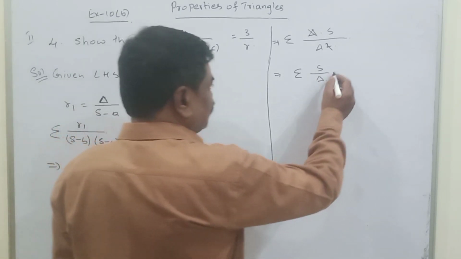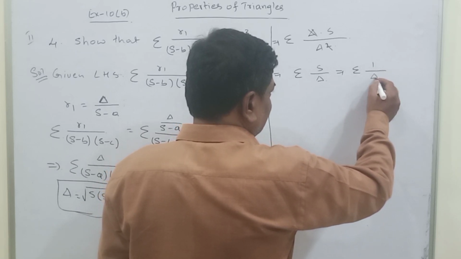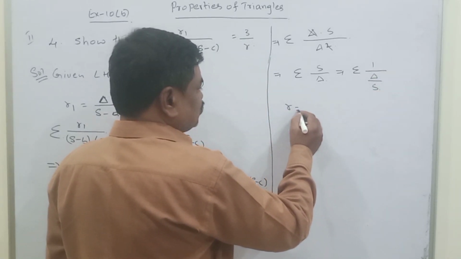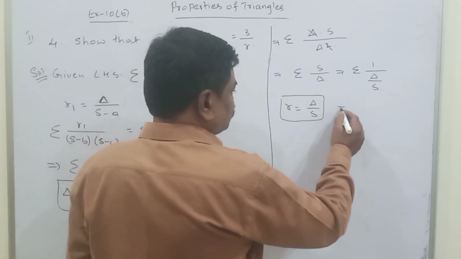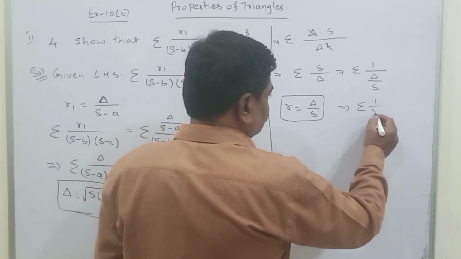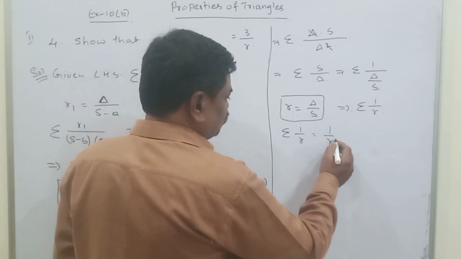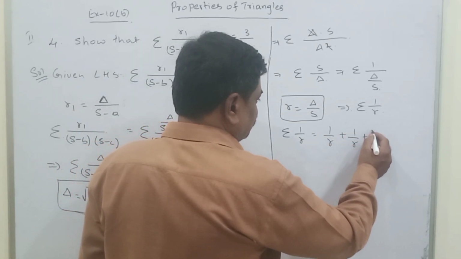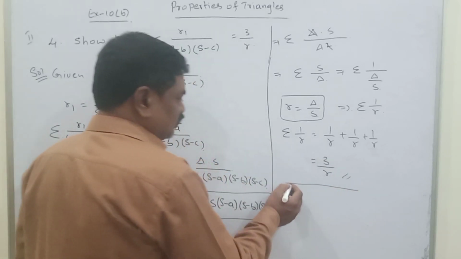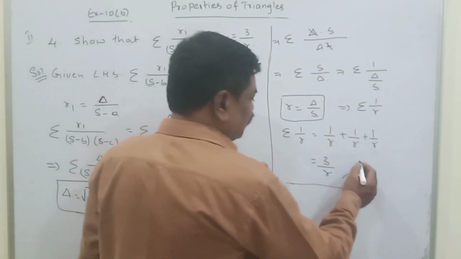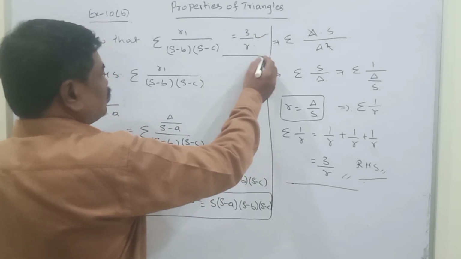Then we can write sigma 1 by delta by S. R is equal to delta by S. So this can be written as sigma 1 by R. Sigma 1 by R is equal to 1 by R plus 1 by R plus 1 by R. So totally 3 by R. So this is the RHS conclusion of the problem. That's all.